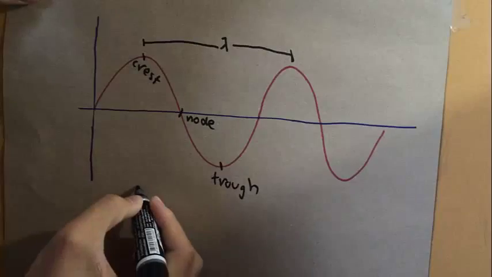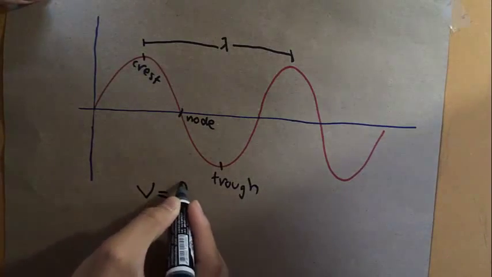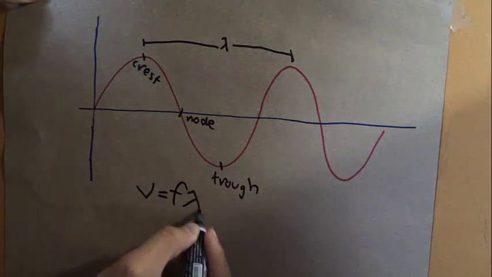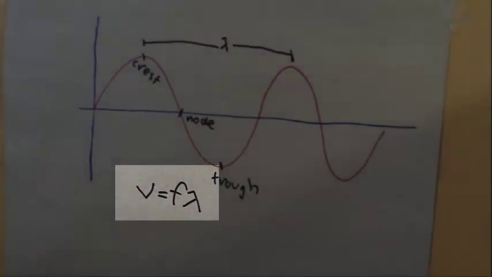Now frequency and wavelength are related by an equation: the velocity of the wave equals the frequency times the wavelength. This means that if the wavelength becomes longer for a certain value of velocity, then the frequency will be lower. As wavelength increases, frequency decreases. They are inversely proportional to each other.